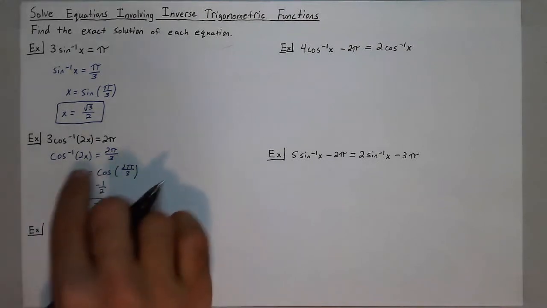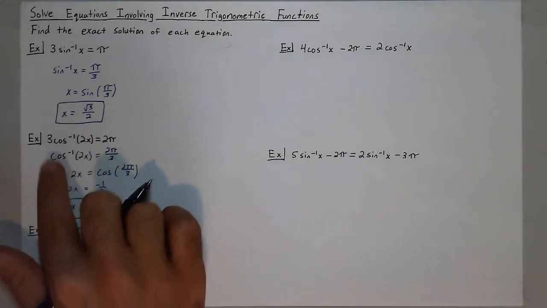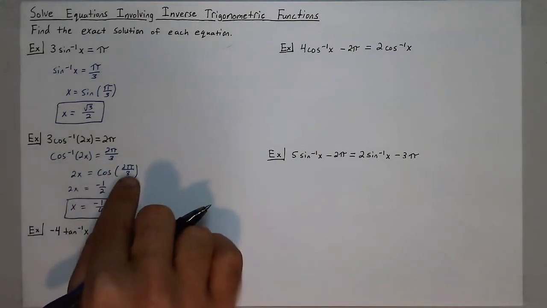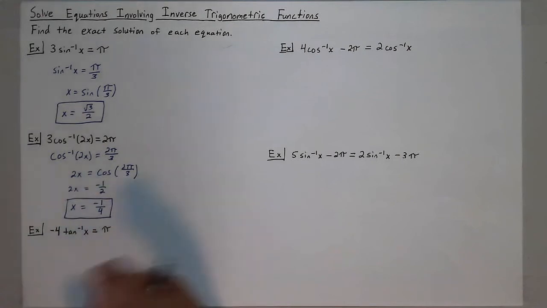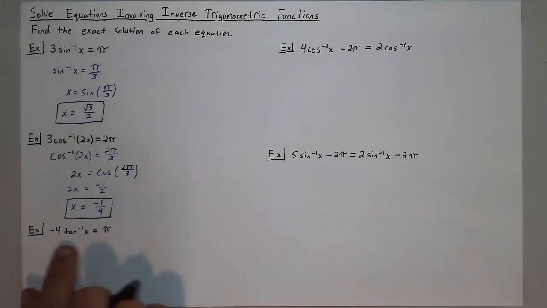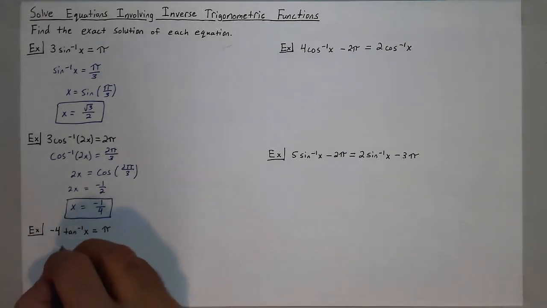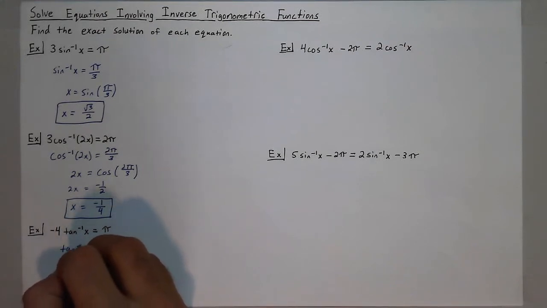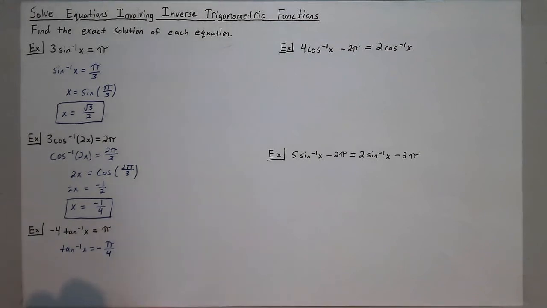So again, even if there's any sort of expression inside the inverse function, once you get rid of the inverse function and evaluate that trig function, now it becomes a normal linear equation or quadratic equation, anything you may get from there. Now let's look at negative 4 tangent inverse of x is equal to pi. Here I would divide by negative 4, giving me tangent inverse of x is equal to negative pi over 4.